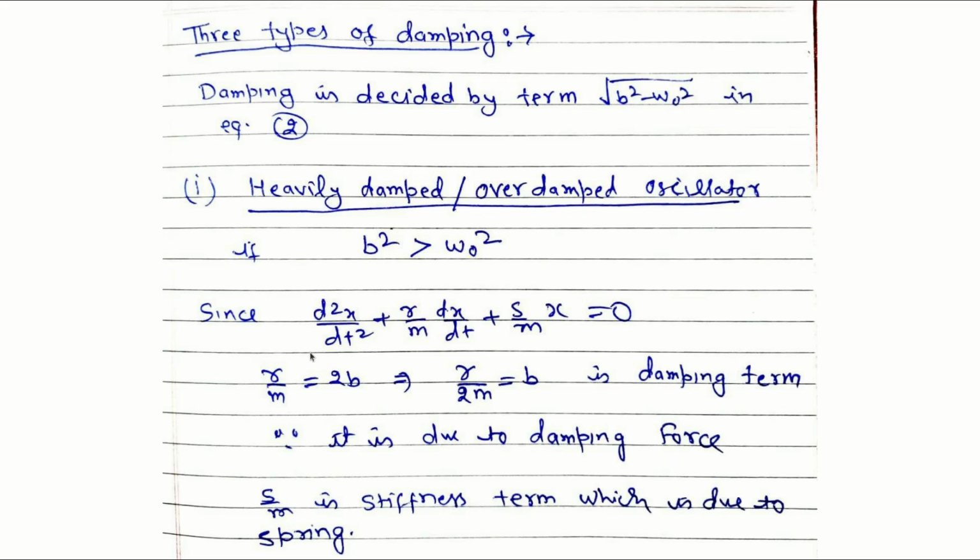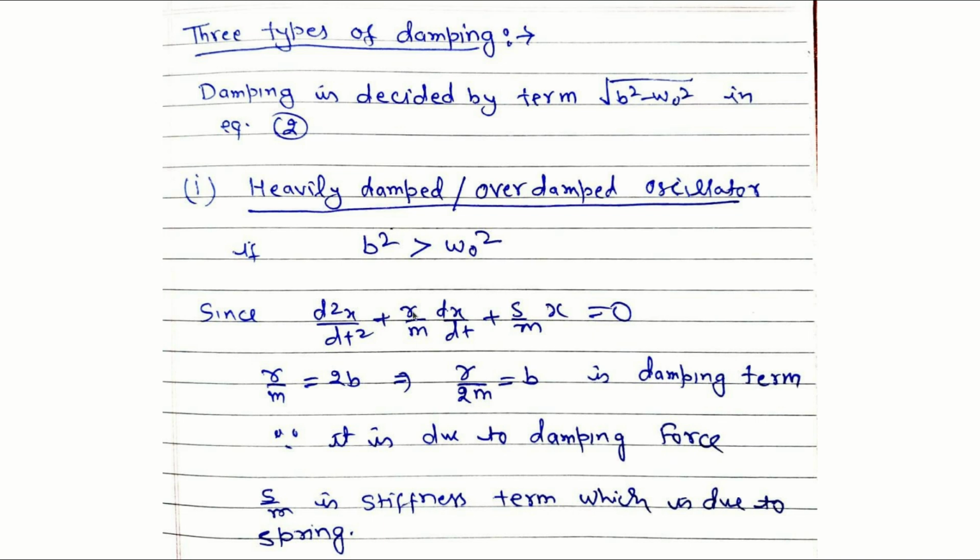previously. We have derived it before 2 or 3 slides. We have said that this second term is due to FD, that is the damping force, and this term is due to the spring. So we can say that damping is decided by this force, or we can say that damping will be decided by R by M.